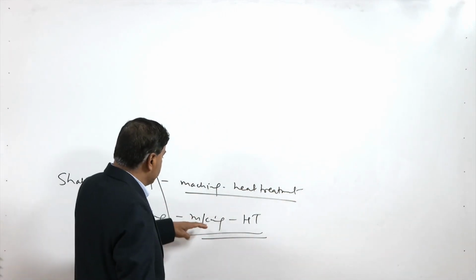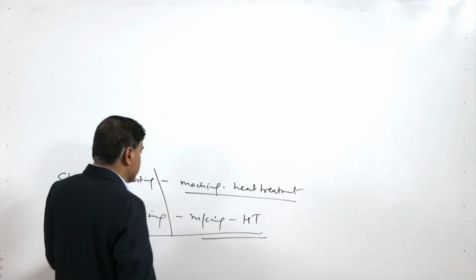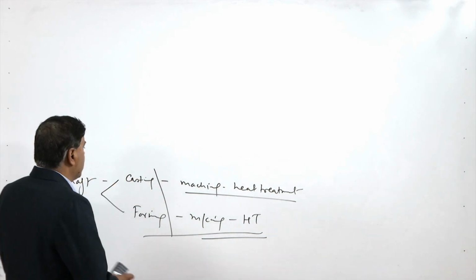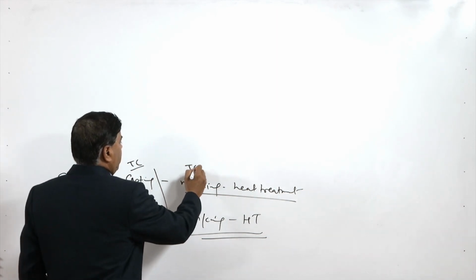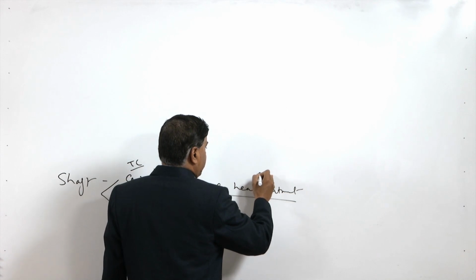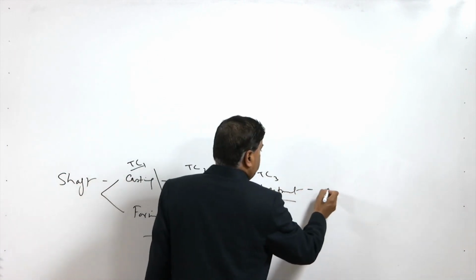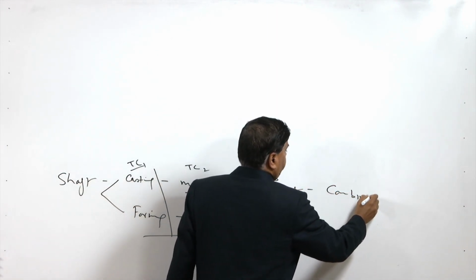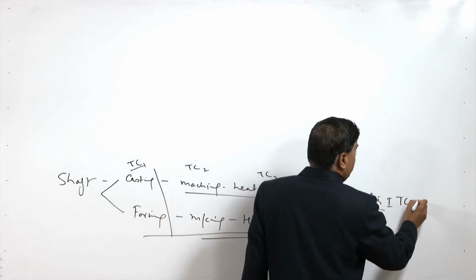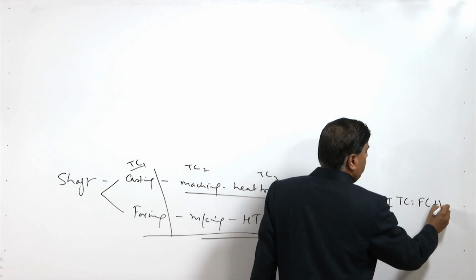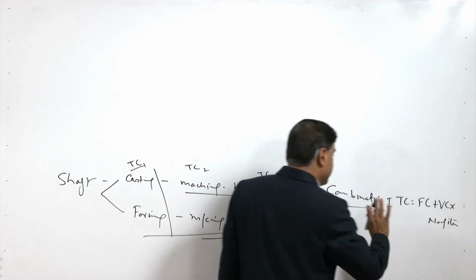However, the extent of machining which will be required for the forming process will be more, and that will be less for the casting process. So, what we need to do? We need to consider what is the total cost for casting, what is the total cost for machining, what is the total cost for the heat treatment. So, this TC1, TC2 and TC3 for option or combination 1 is identified. And how is TC obtained? It is obtained from the fixed cost plus variable cost into the number of items to be made. This is the simple thing.